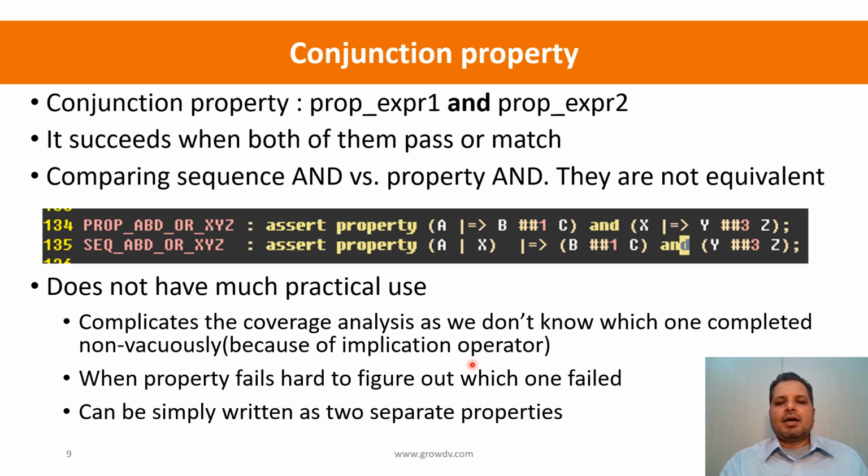Again the same point holds good, that overall when you use the AND of two properties, it complicates your coverage analysis, because if the property has succeeded, you don't know whether one of them has passed vacuously and the other one has passed non-vacuously, and that's why you are seeing the overall property as passing. And again, when it fails, you have to figure out which one has failed, and if it is combined, it's hard to figure out. So you can simply write them as two different properties, and if either one of them fails, the overall property will fail.